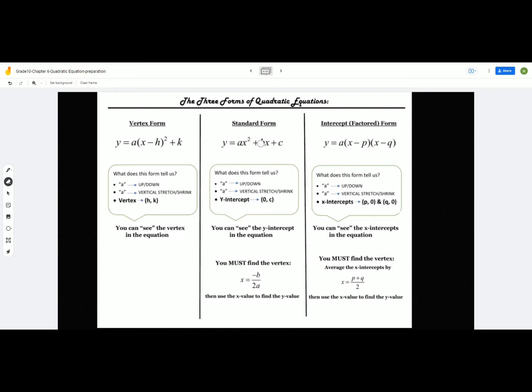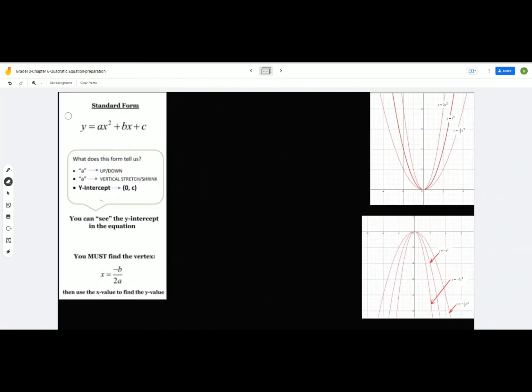Let's get started with standard form. So this is standard form, and let's talk about the properties it has. Let's select the pen and use the red color. The first one: you have to know a cannot be 0. If a equals 0, then y equals bx plus c. That's a linear equation, right? So a cannot be 0.